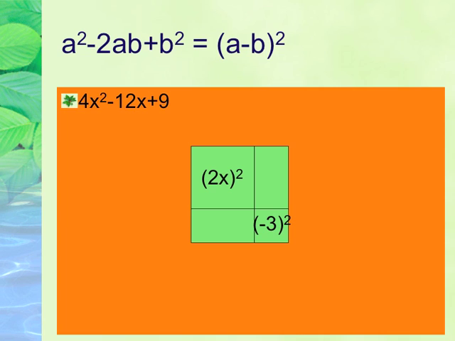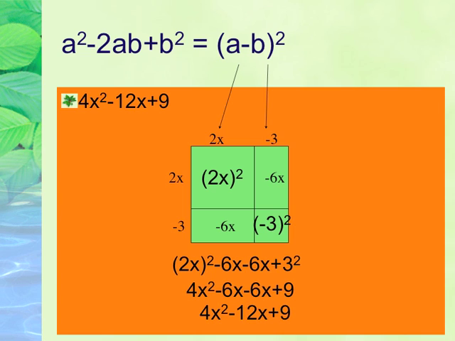And now I can write the factors around the outside of my area model. 2x times 2x gives me the quantity 2x squared. Negative 3 times negative 3 gives me the quantity negative 3 squared. And when I fill in the outer and inner boxes here, 2x times negative 3 gives me negative 6x. 2x times negative 3 gives me negative 6x. When I add those together, I get negative 12x.